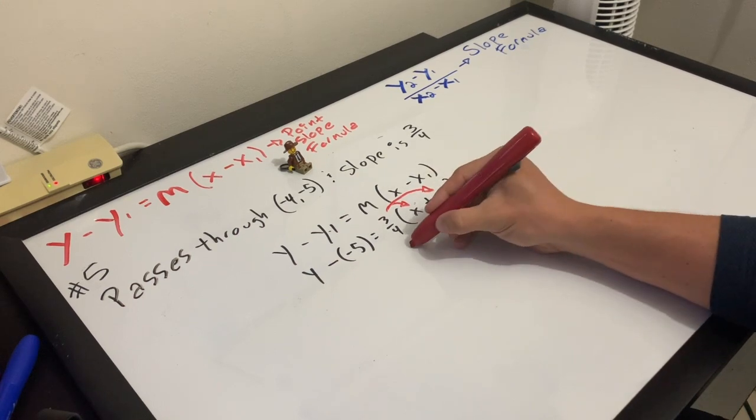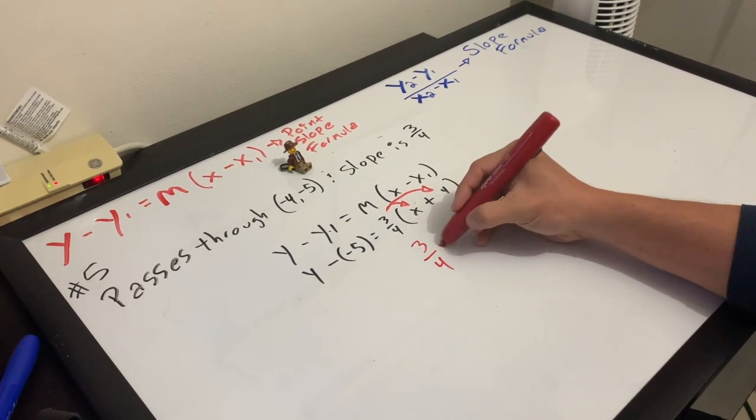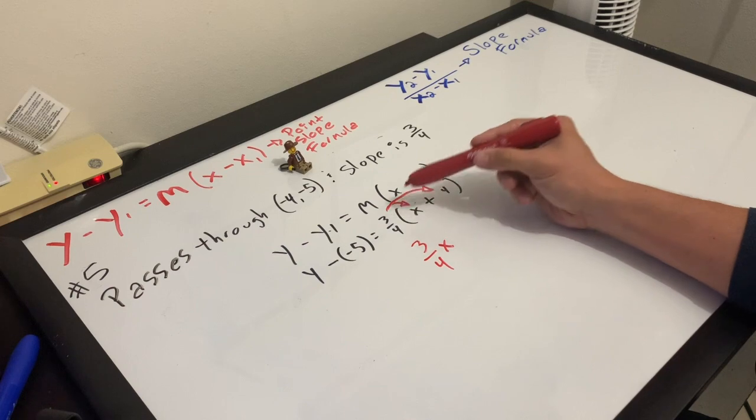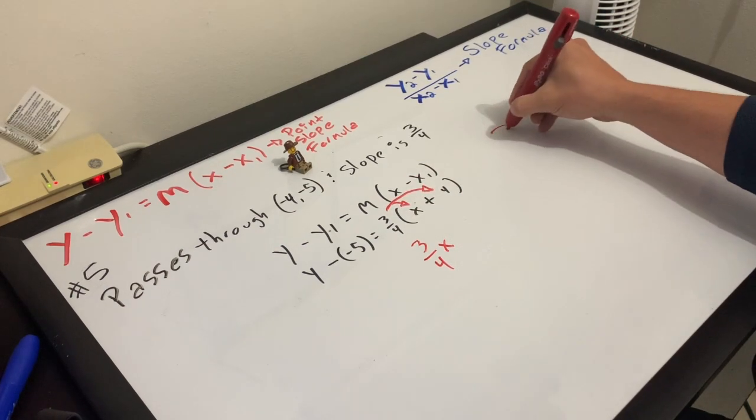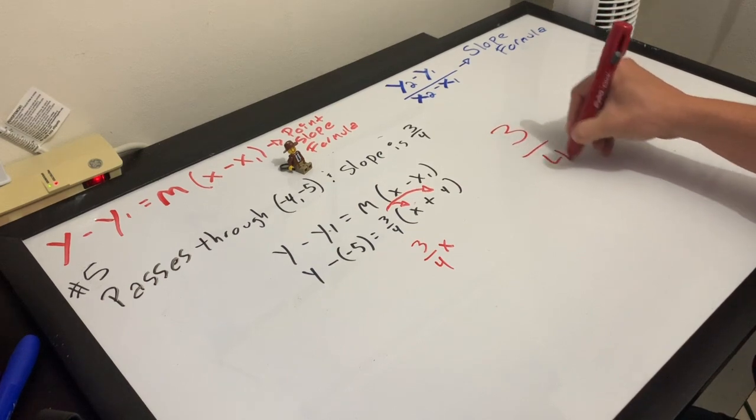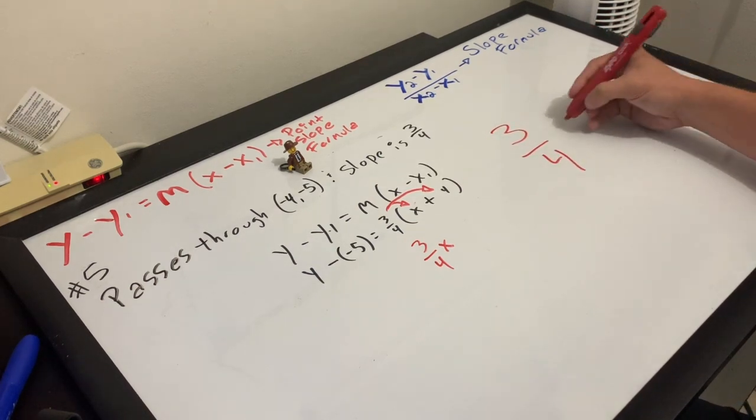times x is going to give me 3 over 4x, and 3 over 4 times 4. What does that equal? A little bit of a multiplying fractions reminder.